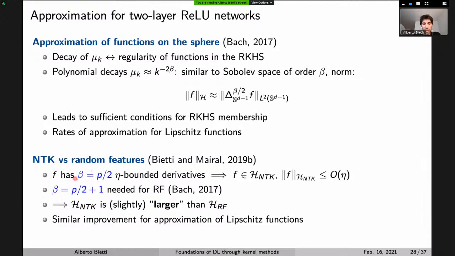One thing you can do is show that the NTK is slightly larger than the random features kernel. Let's say d is the dimension of the input vectors for the fully connected case. For the random features, you need beta slightly larger, so you need a little bit more smoothness in your space, whereas for the NTK, you only need d over 2, which is dimension divided by 2. And in order to be a kernel, you need beta to be at least (d minus 1) over 2. So we're close to the largest possible space, but not exactly.